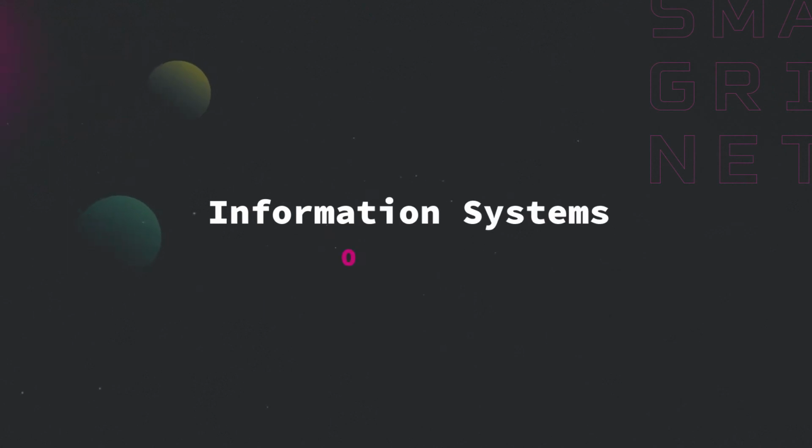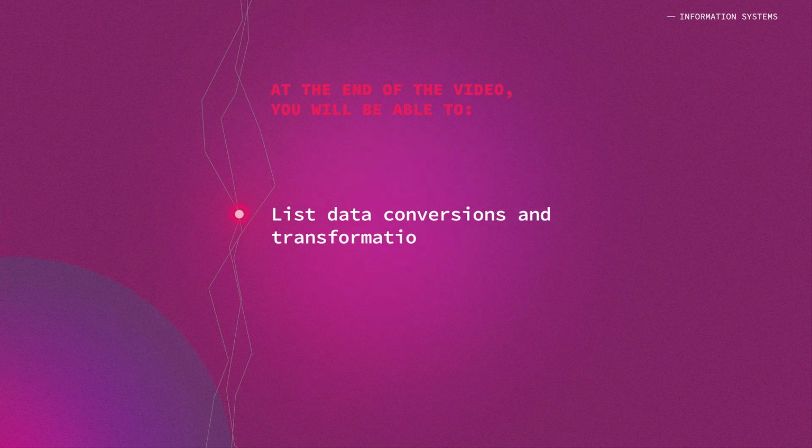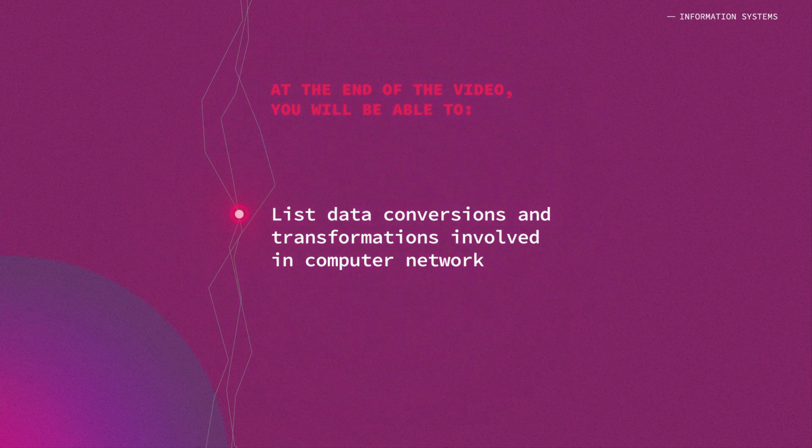Information Systems OSI model. In this video, we'll talk about computer networks and more precisely about the OSI model. At the end of this video, you will be able to list the data conversions and transformations involved in the computer network of information system.